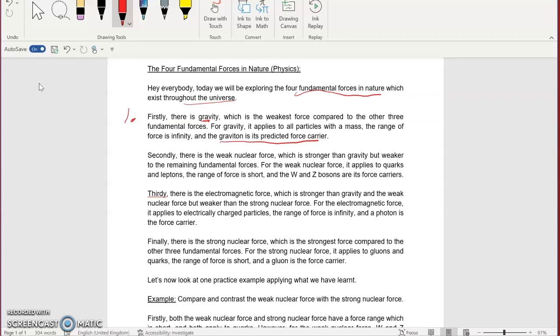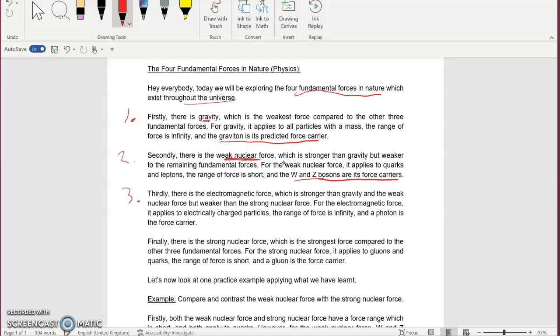The second fundamental force we have is the weak nuclear force, which is stronger than gravity but weaker than the remaining fundamental forces. For the weak nuclear force, it applies to quarks and leptons. The range of the force is short, and W and Z bosons are the force carriers for the weak nuclear force.